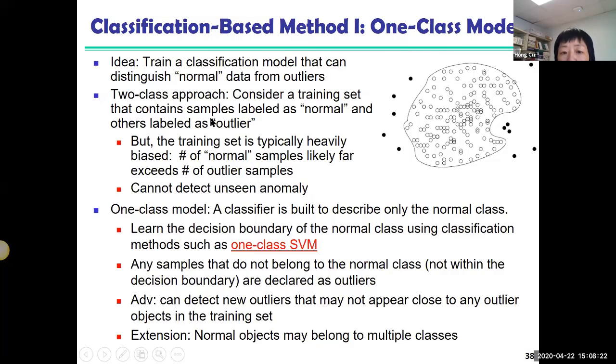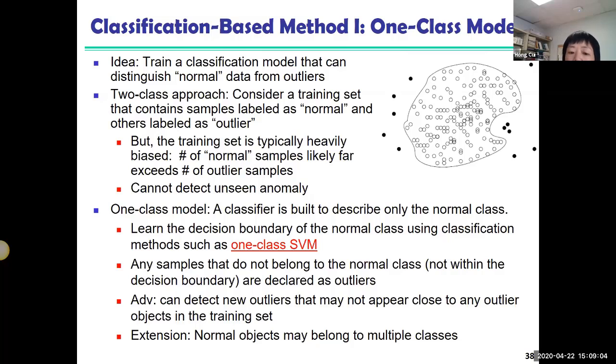So the two-class approach is what you already know, and the one-class model is what we're going to introduce: the one-class support vector machine. One-class support vector machine is also called one-class support data description. The idea is to use one class and support vector machines to learn a description of this one class. Then we can use this model: anything that fits within this model is a normal class, and anything that's not within the model is an outlier.